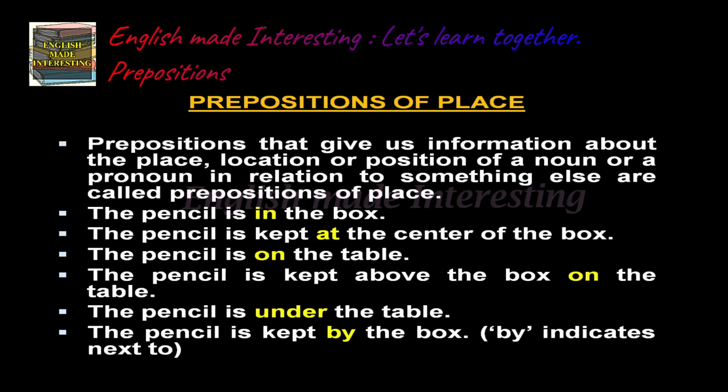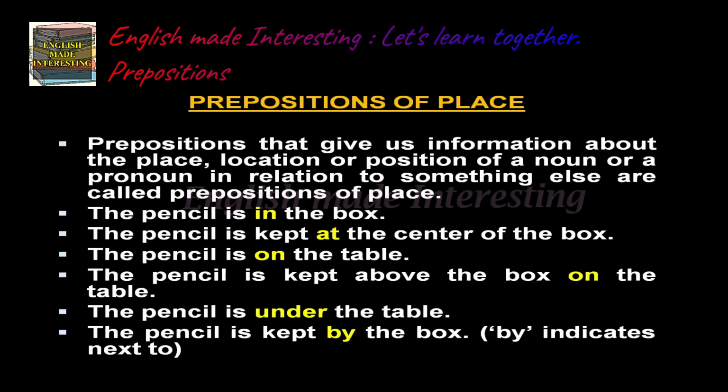Now, prepositions of place. Prepositions that give us information about the place, location, or position of a noun or a pronoun in relation to something else are called prepositions of place. Now look at the example. The pencil is in the box. The pencil is kept at the center of the box. Where is it kept? At the center of the box. Or when you simply say it is in the box, in is a preposition.